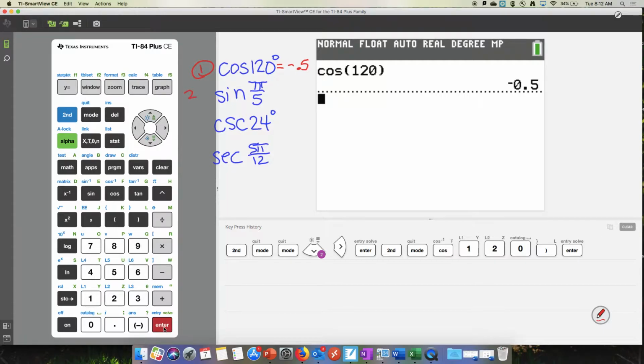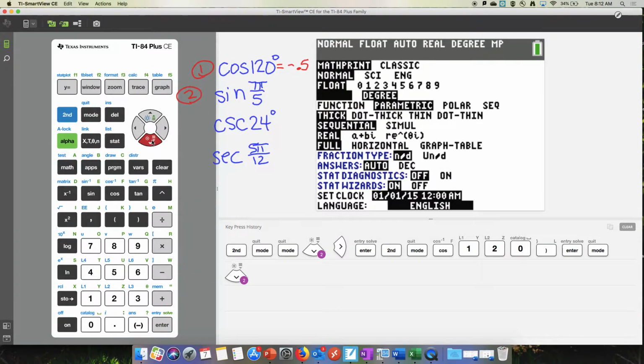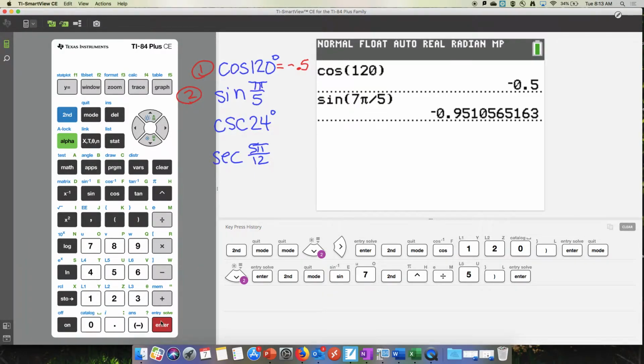Now, for the second one, that's the sine of 7 pi over 5. Can we punch it in right now? No. We're going to have to go to mode, and we're going to have to change our mode to radians so that it can assume that when we type the sine of 7 pi over 5, they know that that measurement for the angle is a radian measurement. Okay. So we have negative 0.951.